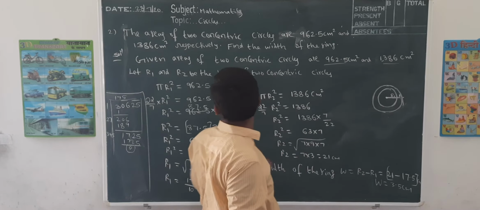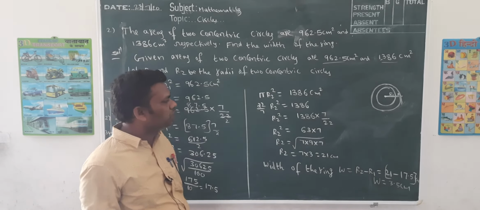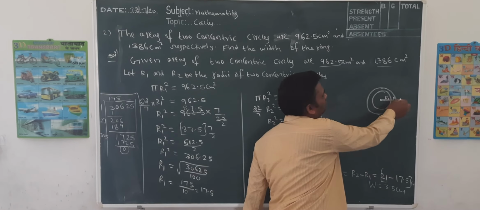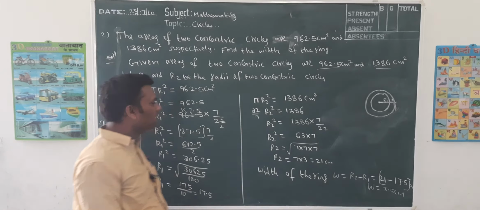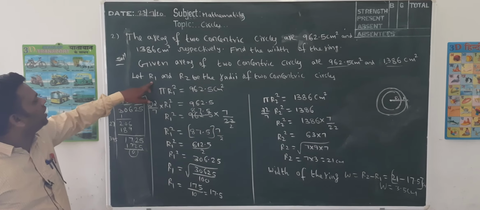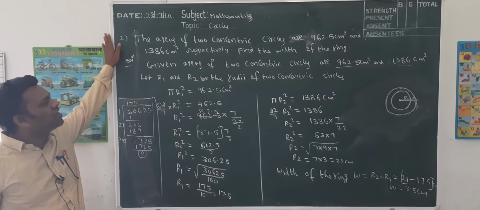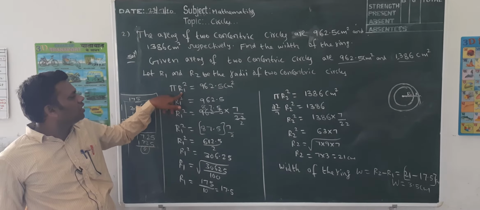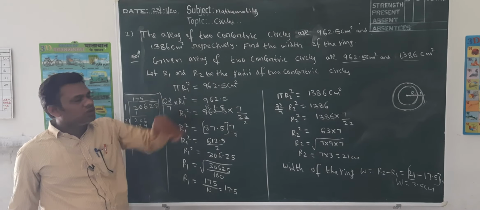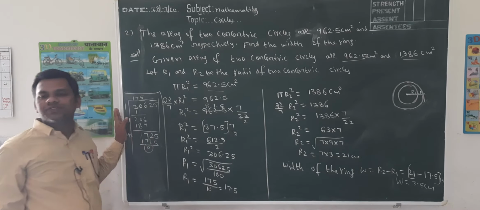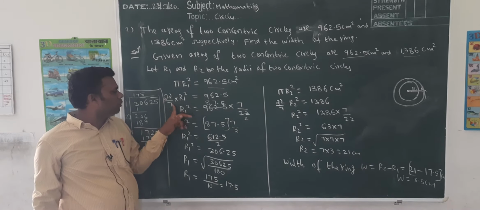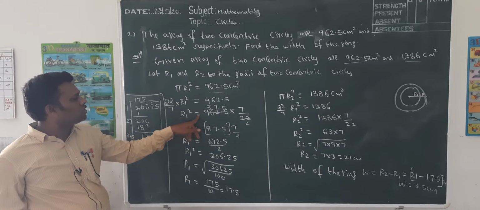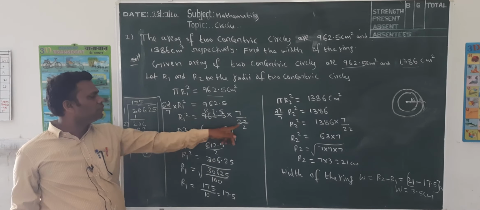Now, given areas of two concentric circles are 962.5 centimeter square and 1386 centimeter square respectively. Here you take R1 as the small one and R2 as the big one, the radii. Now let r1 and R2 be the radii of the two concentric circles. Pi r1 square equals 962.5 centimeter square. So pi value 22 upon 7 into r1 square equals 962.5. r1 square equals 962.5 into 7 upon 22.